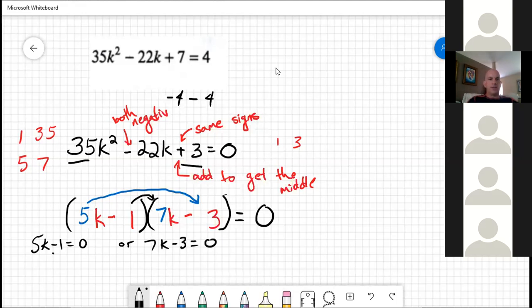Add 1 to both sides on that one, I get 5k equals 1. And then divide, I get k equals 1/5 when I divide both sides by 5. And this one I would add 3 to both sides, so I get 7k equals 3. When I divide by 7, I get the fraction of 3/7. Okay, so those are my two solutions, 1/5 and 3/7.